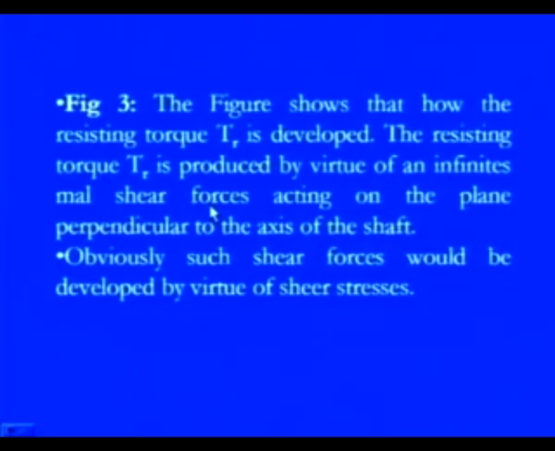The previous figure I showed you simply shows how the resultant torque develops, because unless the resisting torque is applied, permanent distortion will take place, and then failure will start along the diagonal portion. So, these resisting forces always dominate wherever couples are there along any axis. The resisting torque TR is produced by virtue of infinitesimal, that means small, shear stresses acting on a plane perpendicular to the axis of the shaft.